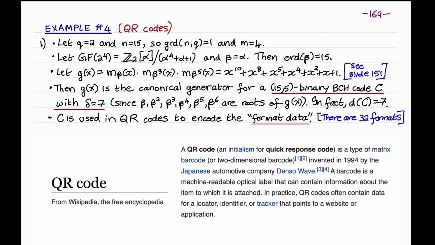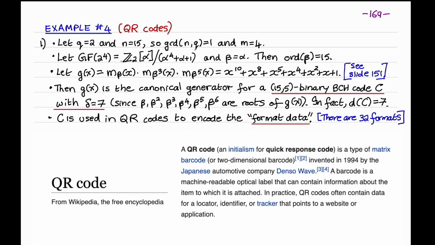My last example will describe the codes used in QR codes. Let q be 2 and n be 15, so n and q are coprime, and the BCH parameter is m equals 4. GF2 to the 4 is represented in the usual way, and beta, which is alpha, has order 15, which is n. I'll let g of x be the product of the minimal polynomials of beta, beta cubed, and beta to the 5th over GF2. These minimal polynomials were listed on slide 151.